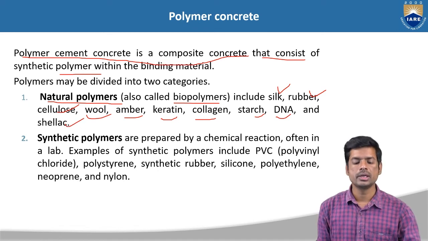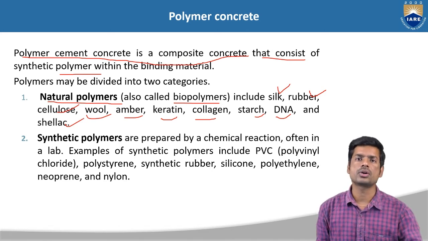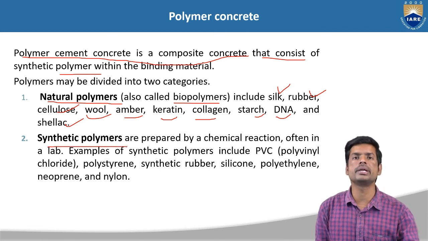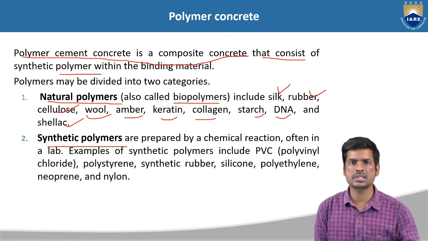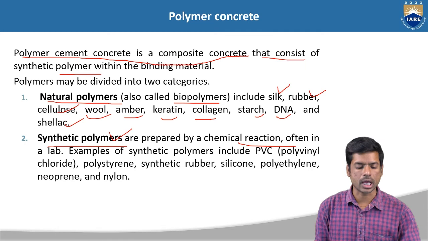Okay, so these are some of the naturally available polymers which we can use in construction or to prepare the concrete material. Next, coming to the synthetic polymers, it means by processing the other raw materials, we are going to get these polymers. These polymers are prepared by chemical reaction.